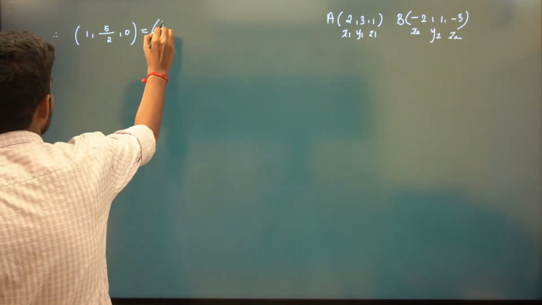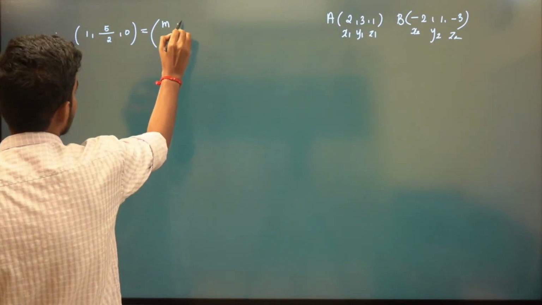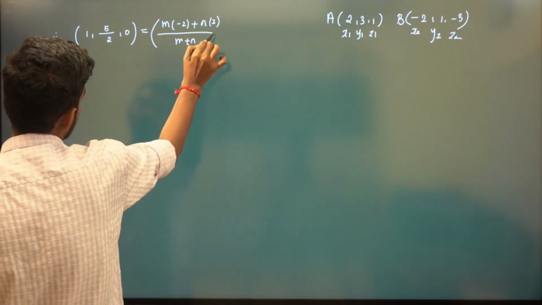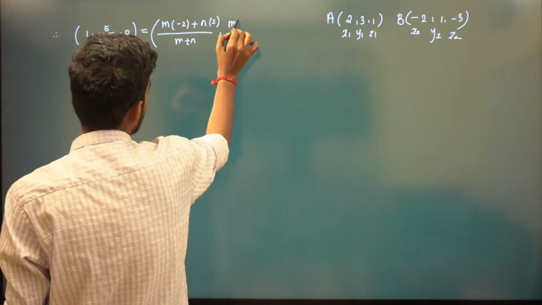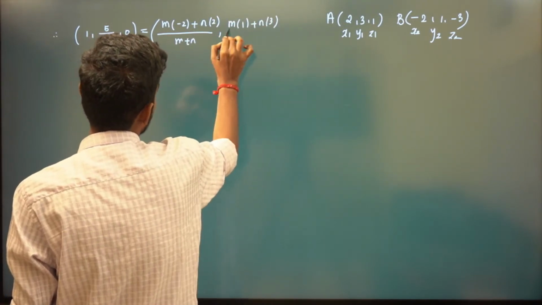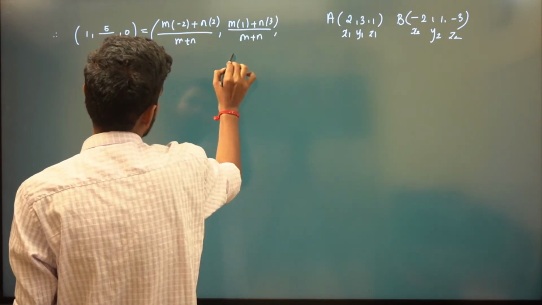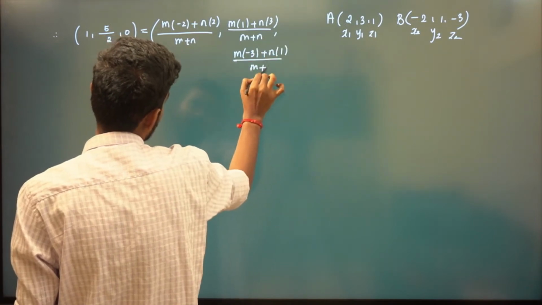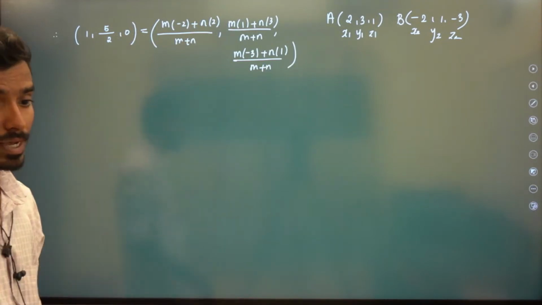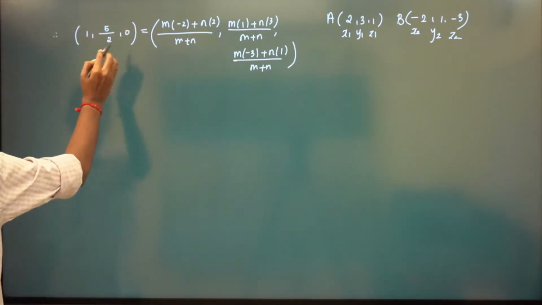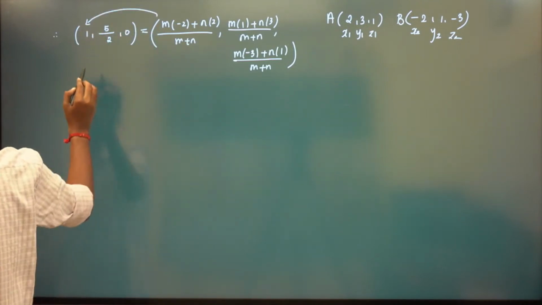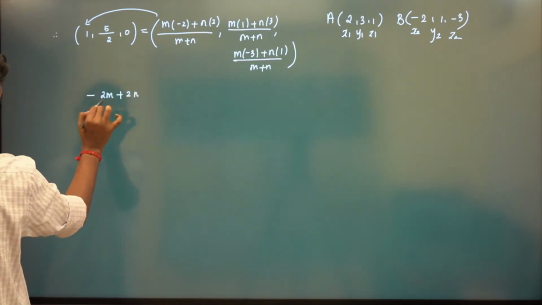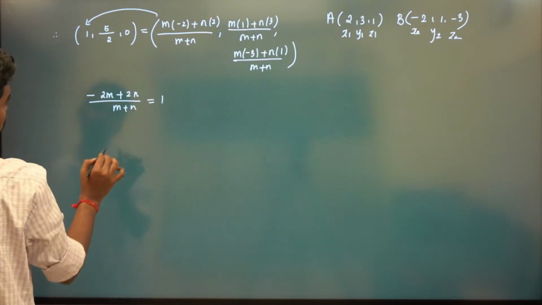So it will be mx2 plus nx1 divided by m plus n, my2 plus ny1 divided by m plus n, mz2 plus nz1 divided by m plus n. Right? Now equate this and find the value of m and n. So when I equate the first coordinate, these two are equal. That means every term has to be equal. So we will have minus 2m plus 2n divided by m plus n is 1.